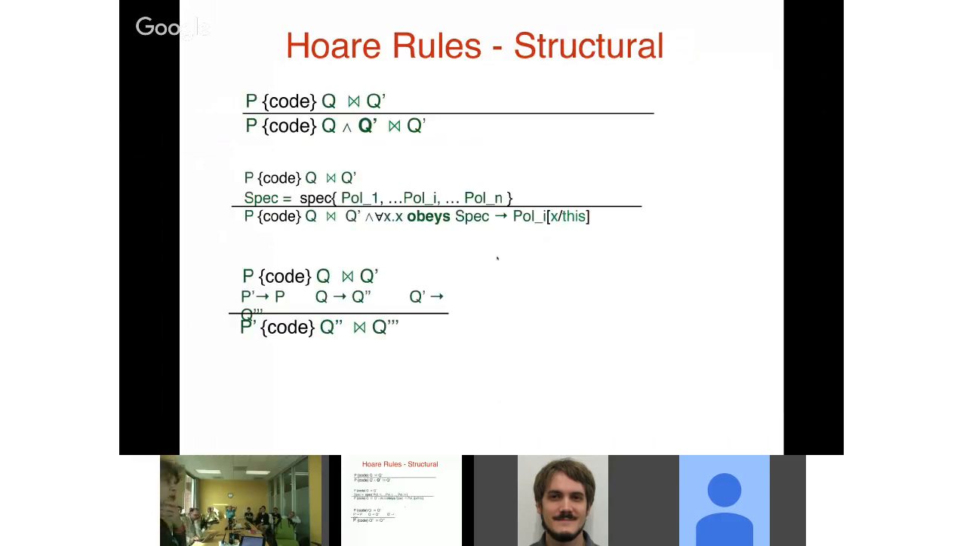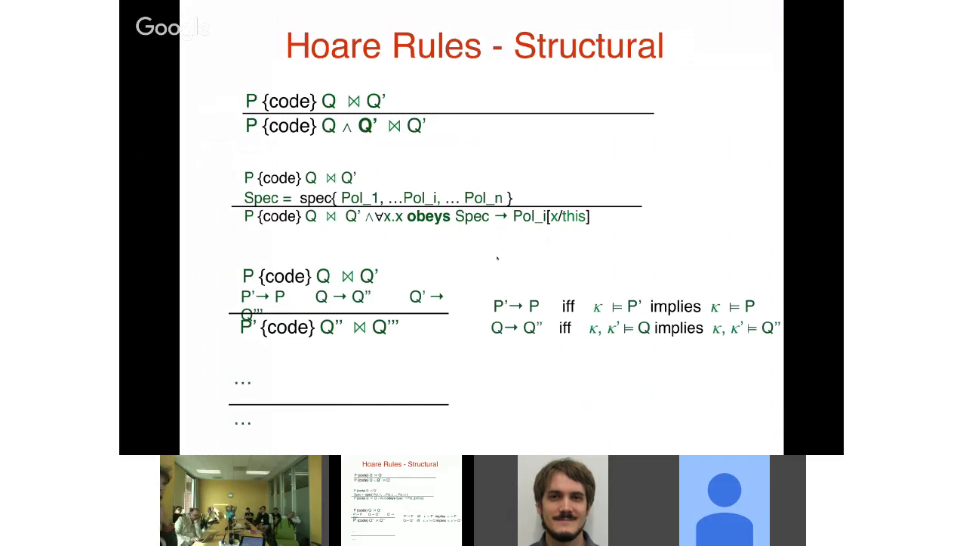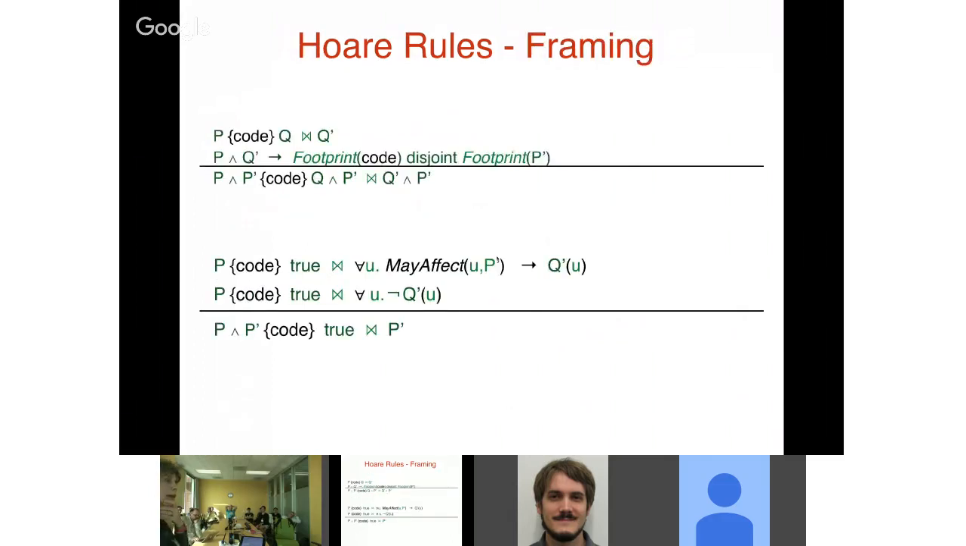There are a couple of structural rules. I think I will just skip them. And the rules for framing. Here is another rule. So there are two rules that talk about any kind of code, so they are always applicable. The first rule is pretty standard, and it says if the footprint of a code is disjoint with the footprint of some property, then I know that the property is preserved.